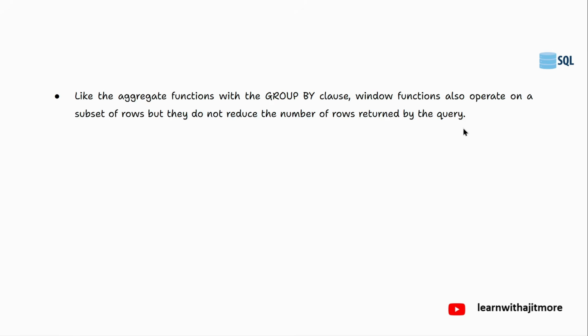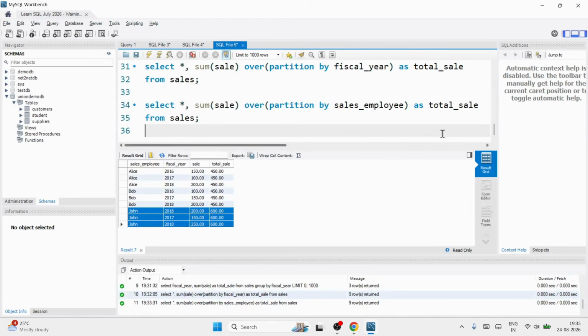Understanding? Window functions also operate on subset of rows. Now that subset of rows means group, or here we call it as partition, but they do not reduce the number of rows returned by the query. Meaning, as many records are there in each partition, they are also maintained in the output, and along with that, the result of the aggregate. I think you got it. From this output, you should be able to understand.